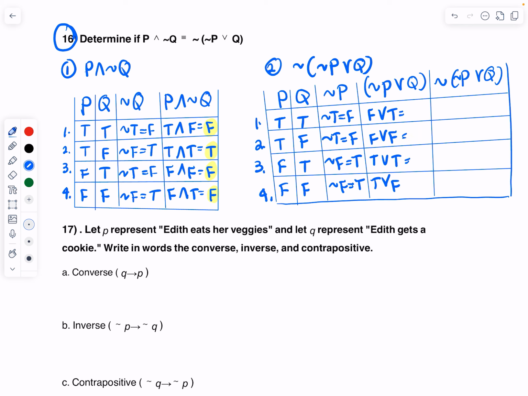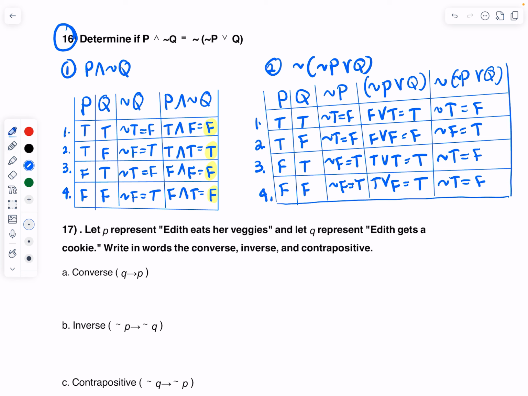Okay, I have an or. The only time or is false is when both are false, which happens in line 2. In line 1, we have false or true, which is true. In line 3, we have true or true, which is true. And in line 4, we have true or false, which is true. Now, I'm going to negate what I just found. The negation of true equals false. The negation of false equals true. The negation of true equals false. And finally, in row 4, the negation of true equals false.